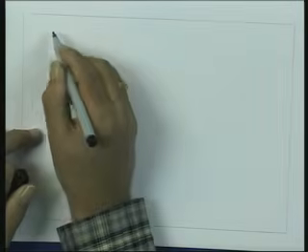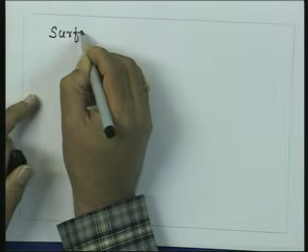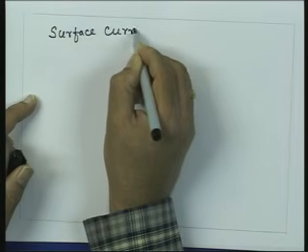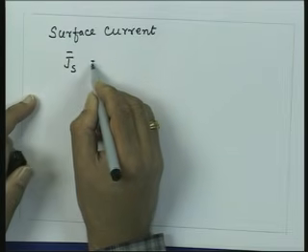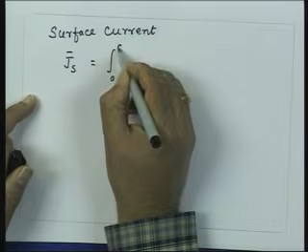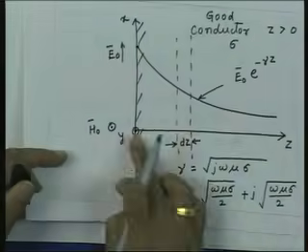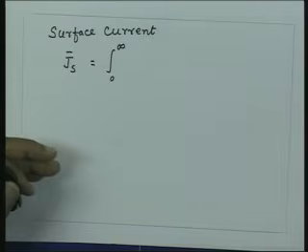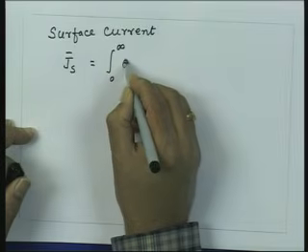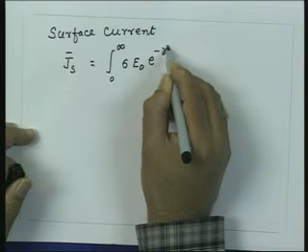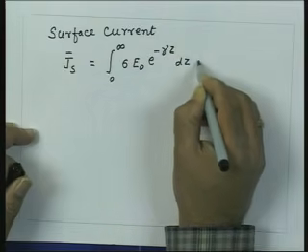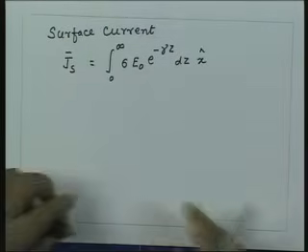So, let us say if I integrate this, I get a quantity which we call as the surface current, let us say Js, and that will be integrated over the entire depth, that means z going from 0 to infinity, this total current which is confined in that slab. So, I substitute here, which is sigma E0 e to the power minus gamma z dz to x direction.